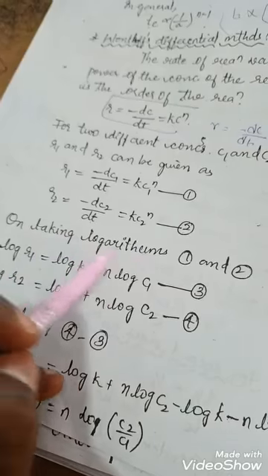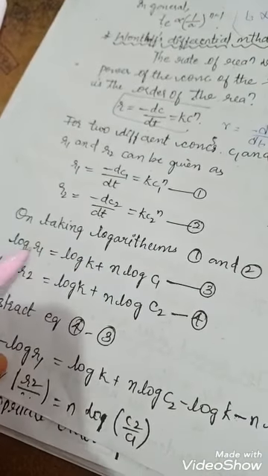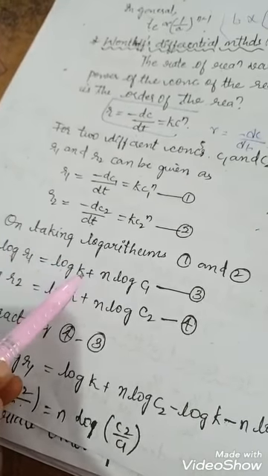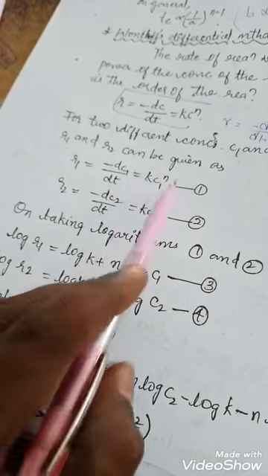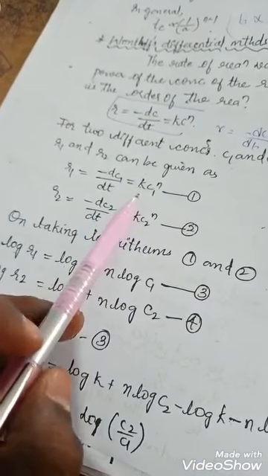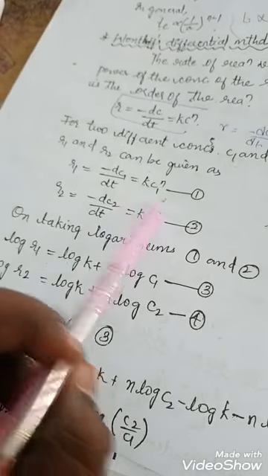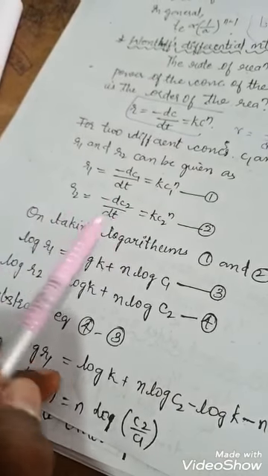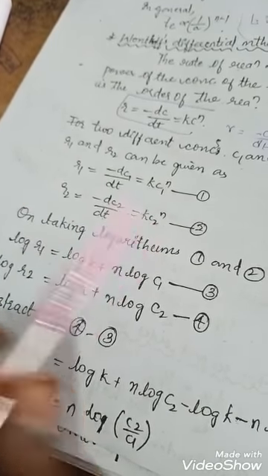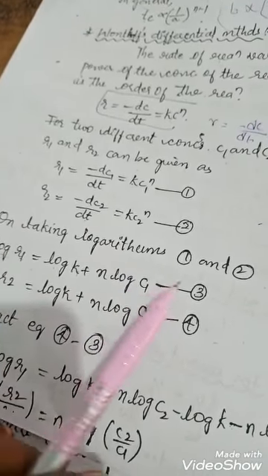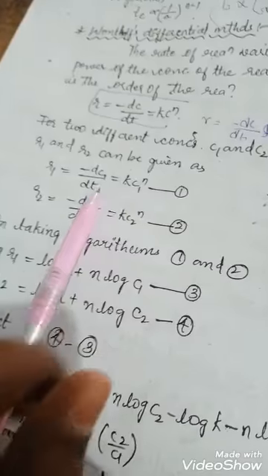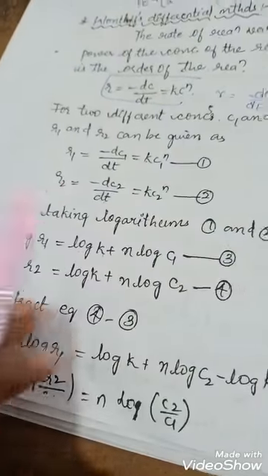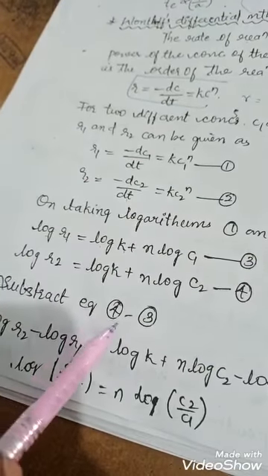So what happens on taking logarithms of 1 and 2: log R1 equal to log k plus n log C1. This is the third equation. Next, log R2 equal to log k plus n log C2. This is the fourth equation. This is the third equation, this is the fourth equation, this is the first equation, this is the second equation. Okay students, now subtract equation 4 minus 3.